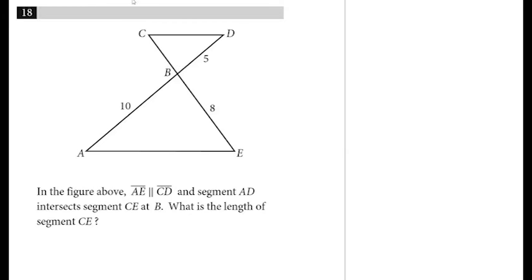Well, first of all, they share an angle right here. These are called vertical angles, and vertical angles are always equal. So right there we have one pair of congruent angles. Also, because the lines are parallel, we can get some congruent angles out of that.